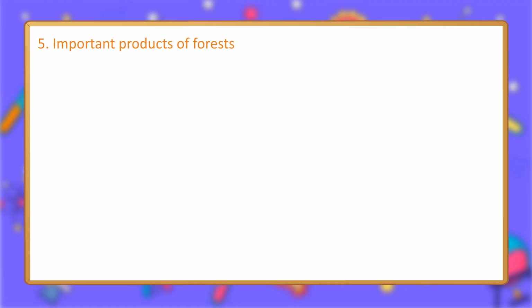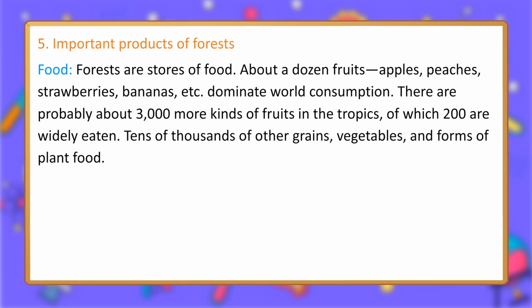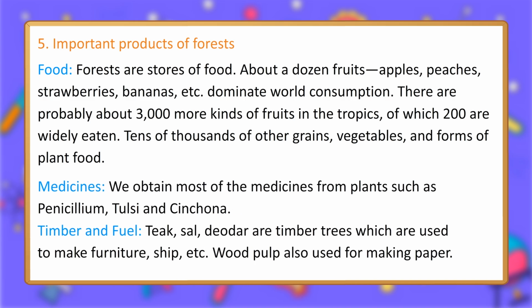5. Important products of forests. Food. Forests are stores of food. About a dozen fruits, apples, peaches, strawberries, bananas, etc. dominate world consumption. There are probably about 3,000 more kinds of fruits in the tropics, of which 200 are widely eaten. Tens of thousands of other grains, vegetables, and forms of plant food.